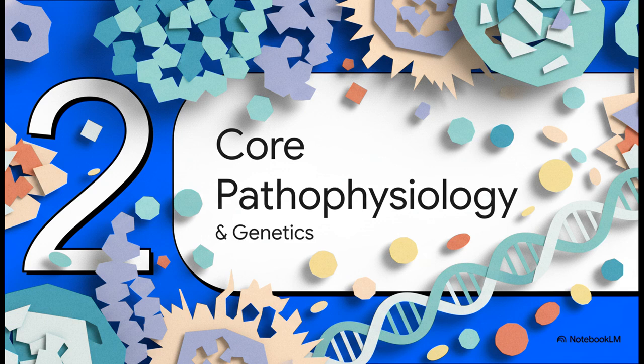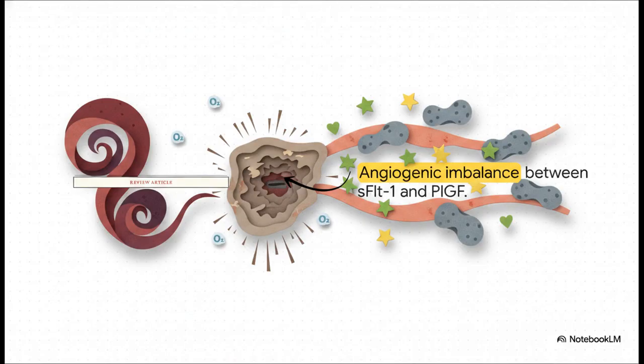Section 2, core pathophysiology and genetics. Let's transition smoothly from that structural failure right into the molecular and cellular disruptions. At the core molecular level, because J-Lou's spiral arteries didn't remodel properly, her placenta is ischemic. Simply put, it's starved for oxygen.